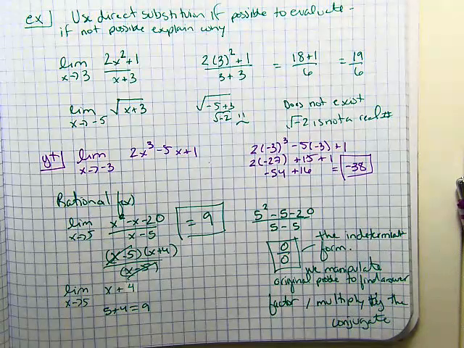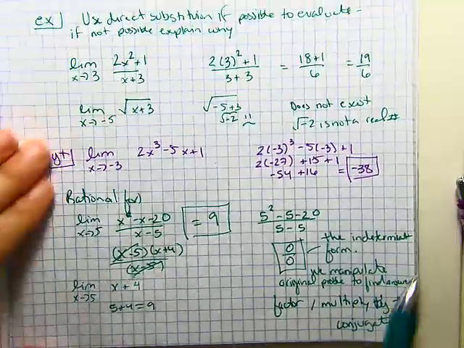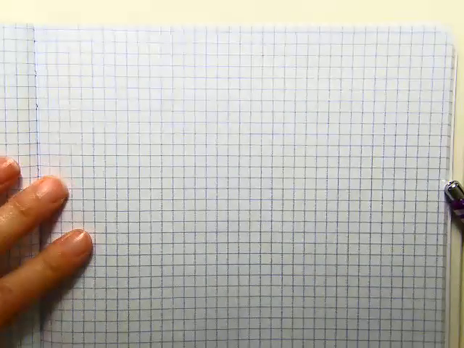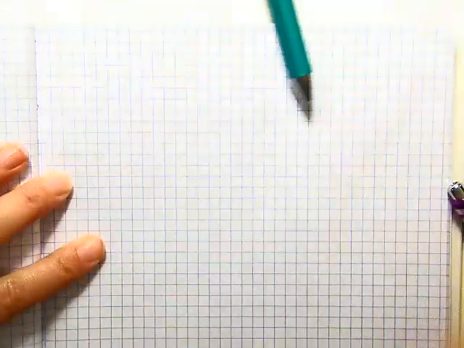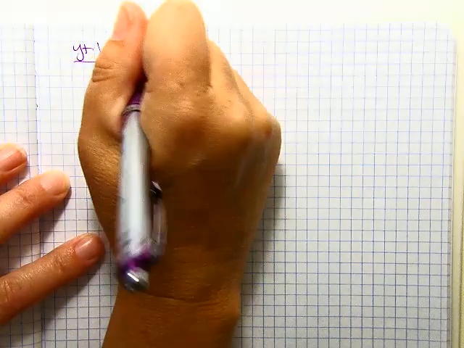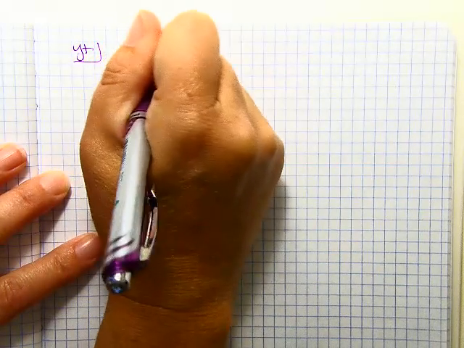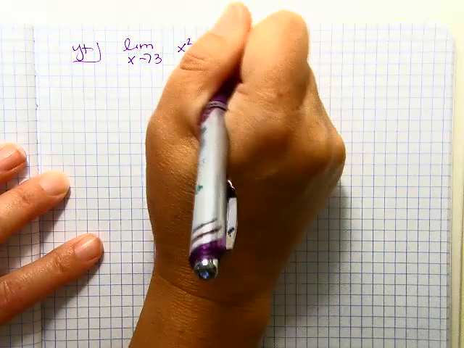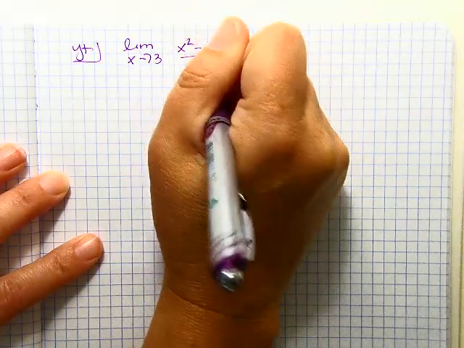So I might as well give you one to try. Totally time, only 7 minutes. So here's the your turn, and then we'll call it a day. The limit as x approaches 3 of x squared minus x minus 6 over x minus 3.